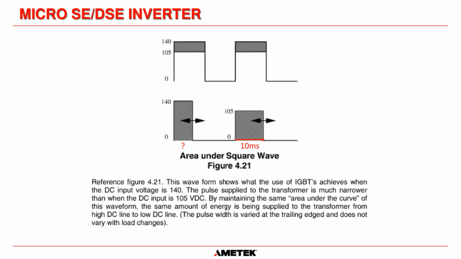If you did length times height for this, and then length times height for this, the area of that rectangle is going to be exactly the same as the area there. That allows our transformer to be slightly more efficient. It's not pulse width modulation. It's basically what's called a modified square wave. It allows us a little bit more control and a little bit more efficiency out of the ferroresonant system.